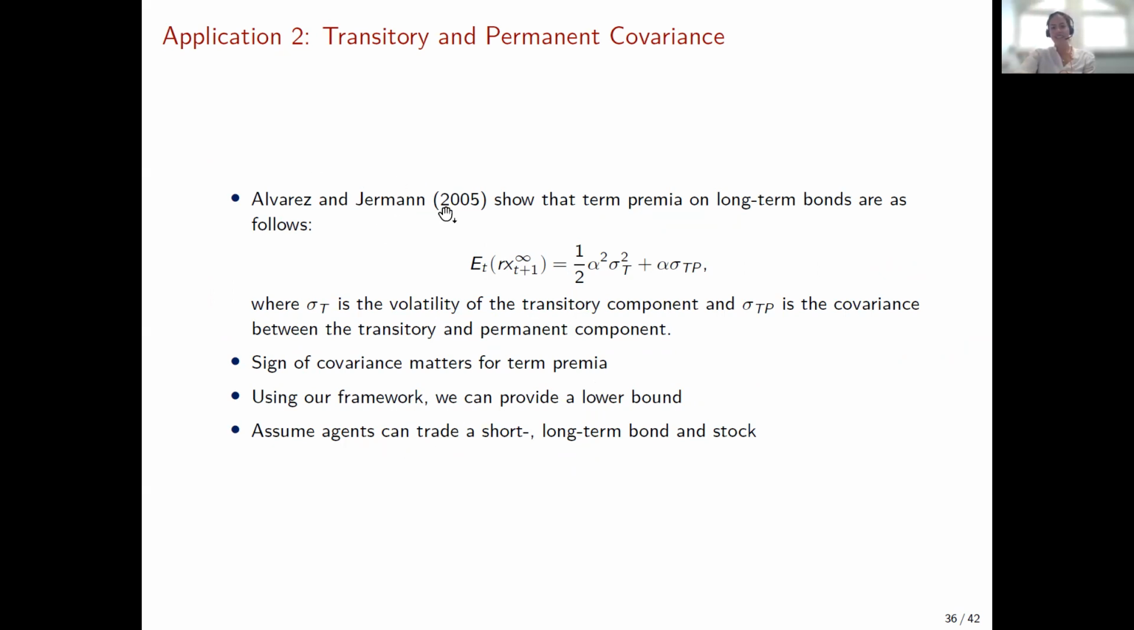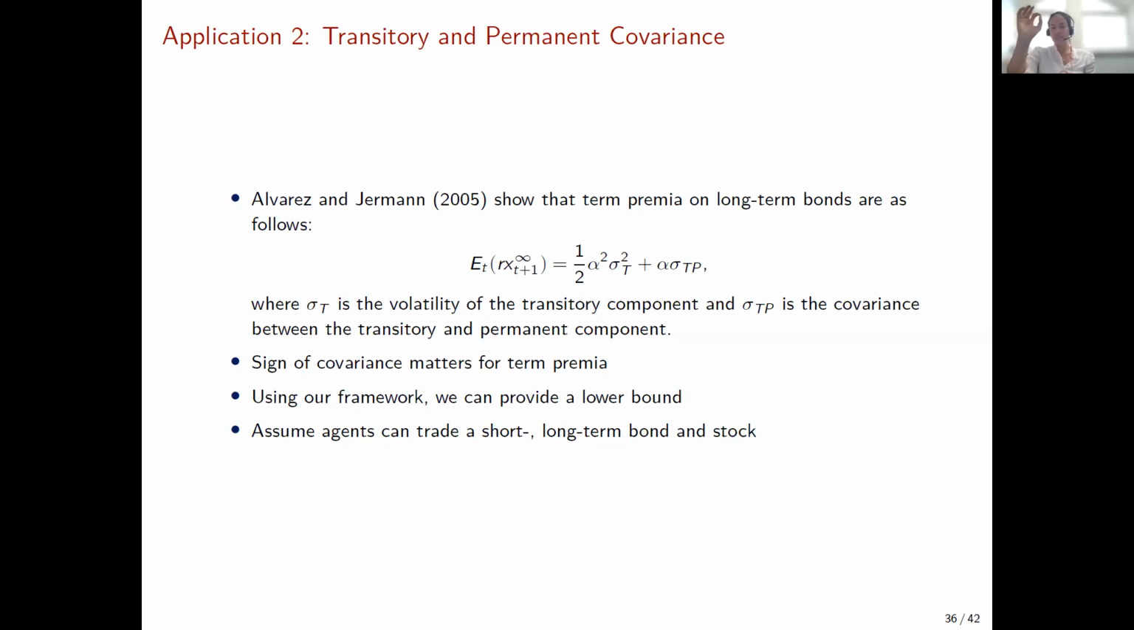So Alvarez and Jermann, in their working paper version, not in the published version, show under fairly general conditions that you can write down the term premium on the infinite maturity bond as follows. This is just the return on the infinite bond, so this is the term premium. They show that the term premium depends on the variance of the transitory component and the covariance between the transitory and the permanent component. So what does this tell us here?